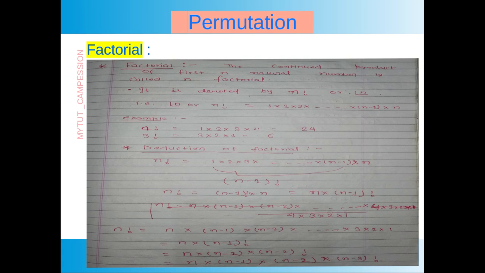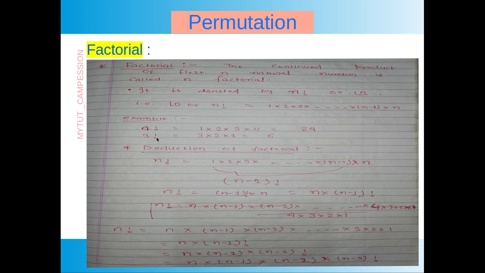What is factorial? The continued product of first n natural numbers is called n factorial. It is denoted like this way n!, or this way n factorial. That is, n factorial equals 1 into 2 into 3 into ... into n minus 1 into n. This is the continued product of first n natural numbers.